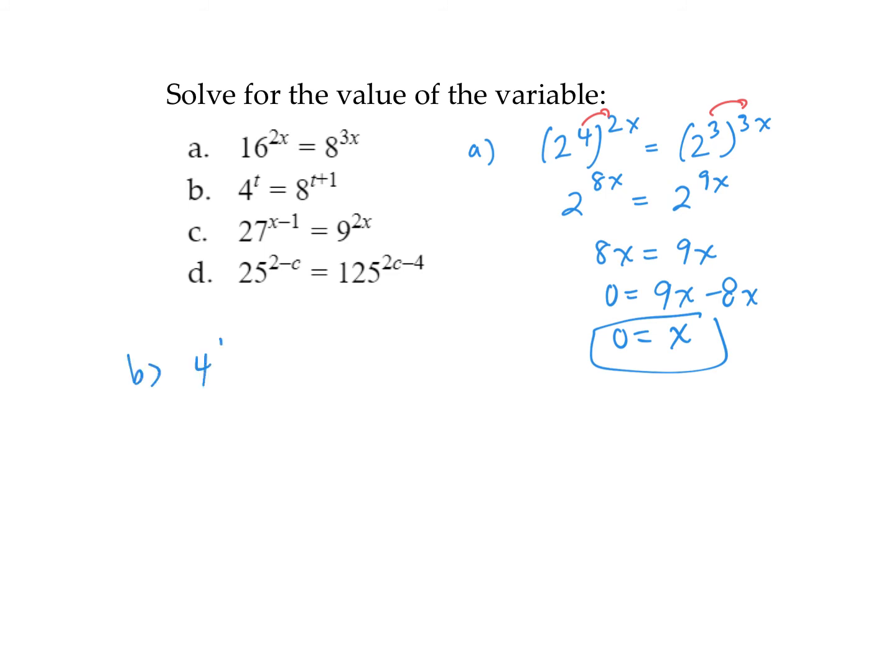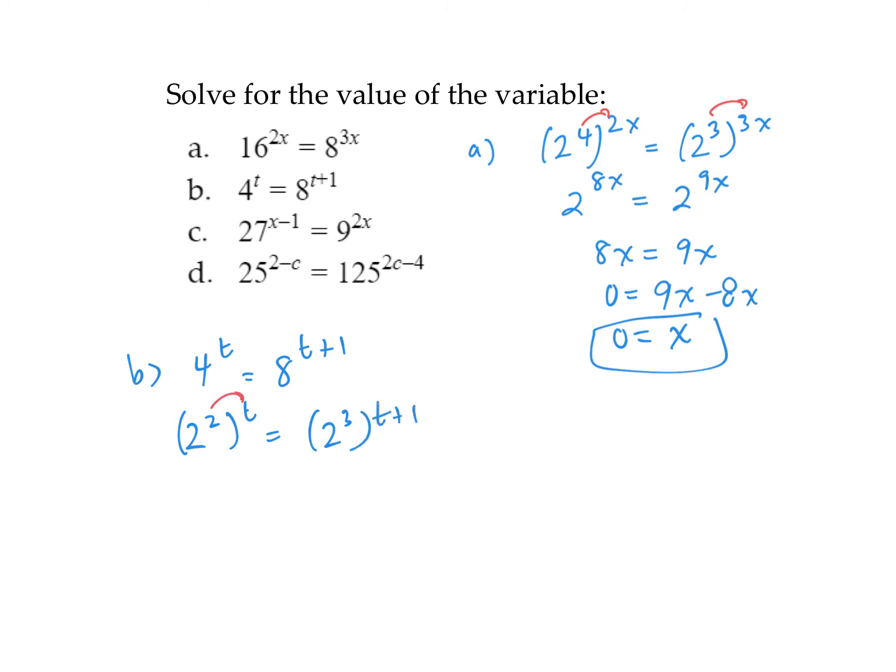In B, we have base 4 on the left, base 8 on the right. I can't write 8 as a multiple of 4 because 4 to the 1 is 4 and 4 to the 2 is 16. So there's no 8 there. So I'm going to go smaller. I'm going to change them to base 2. So 4 is 2 to the power 2. 8 is 2 to the power 3.